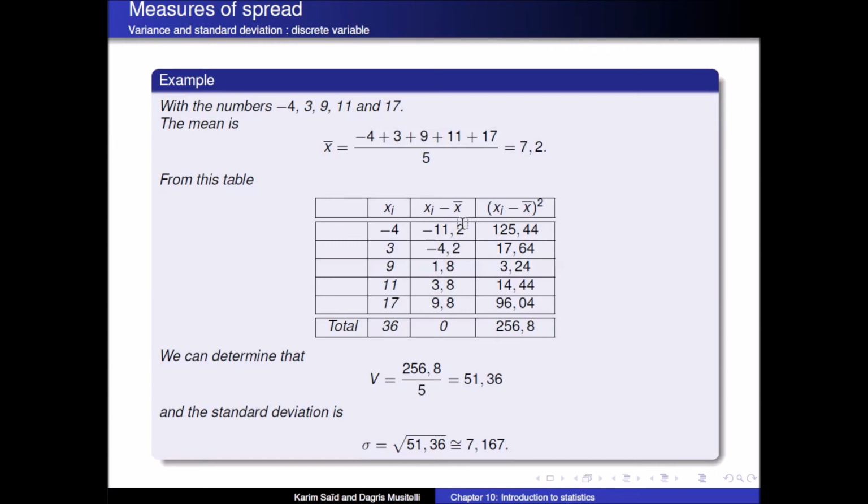And then I square these results. It's called a dispersion. So I square every dispersion here, and I get 125.44 for the first one, and so on and so on. And then I have all these dispersions to the power 2, and I compute the mean of it. So I add everything, and then I divide by the total number of values, so 1, 2, 3, 4, 5. I divide by 5, and I get the variance. And the standard deviation is just the square root of the variance. So square root of 51.36, which is 7.167.